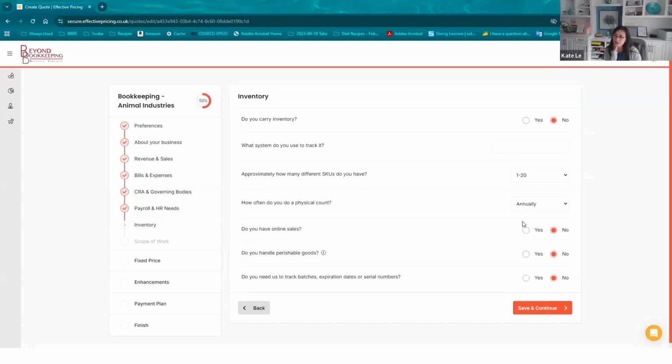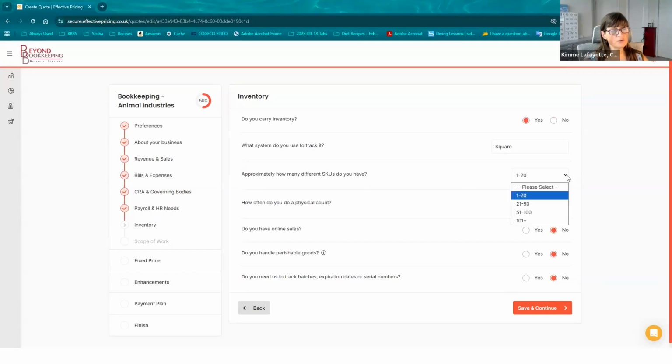No. Okay. So, knowing that you do carry a little bit of inventory, I'm going to go ahead and change that answer to a yes. Do you have an inventory program that you use to track your inventory? Square? Square. Okay, so I'm just going to type in Square here.